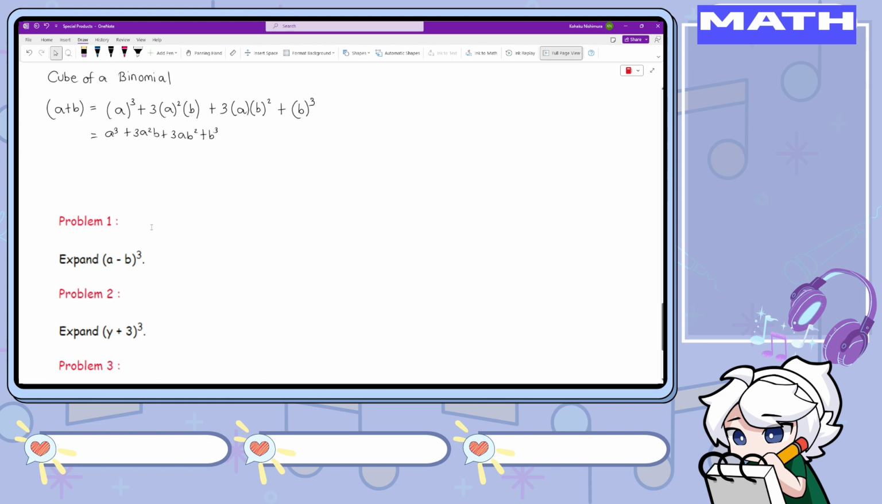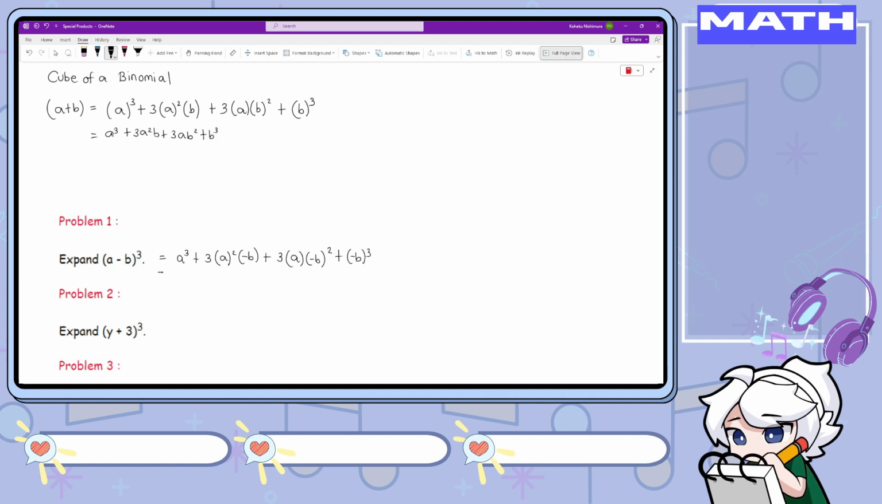But this time it's minus. Let's check what will happen if it's minus. So if we do this, we first cube the first term, a cube. The next step is we add 3 times the square of the first term times the second term, being negative b. And we add 3 times just the first term, but this time we square the second term, negative b, and then we add the cube of the second term.